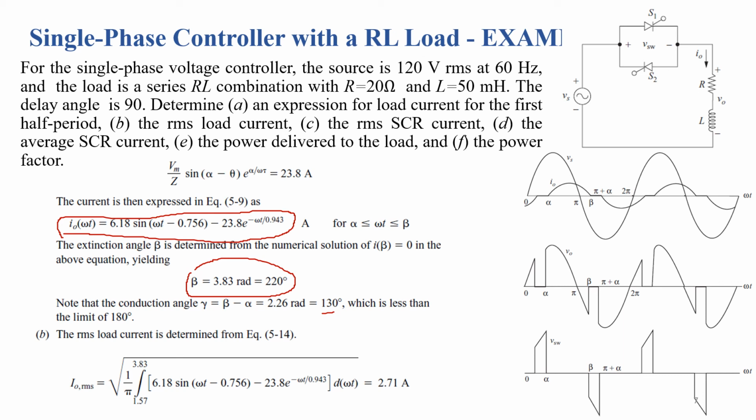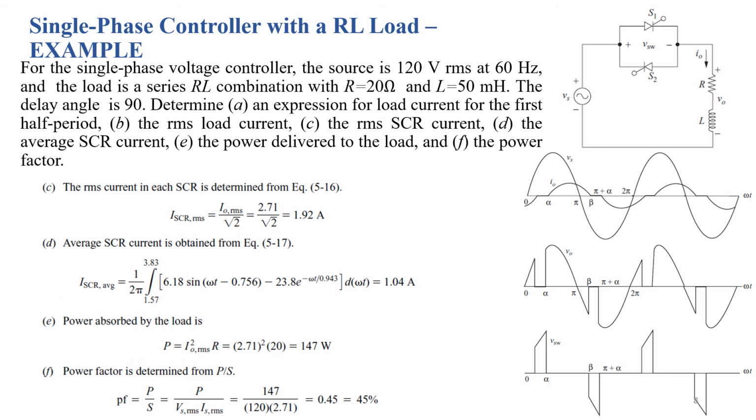The RMS load current can be determined by this expression, and we have a value of 2.71 ampere. The RMS current in each SCR can be computed by this expression, and we get 1.92 ampere. Average SCR current can be computed by this expression, and we get the value 1.04 ampere. Power absorbed by the resistor is computed by using this expression, and we get 147 watt.